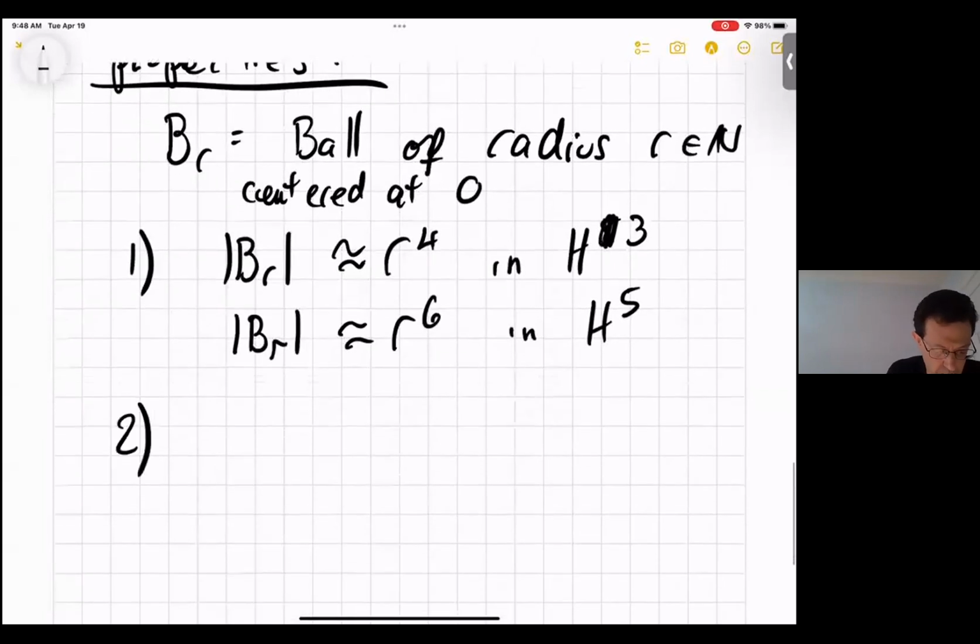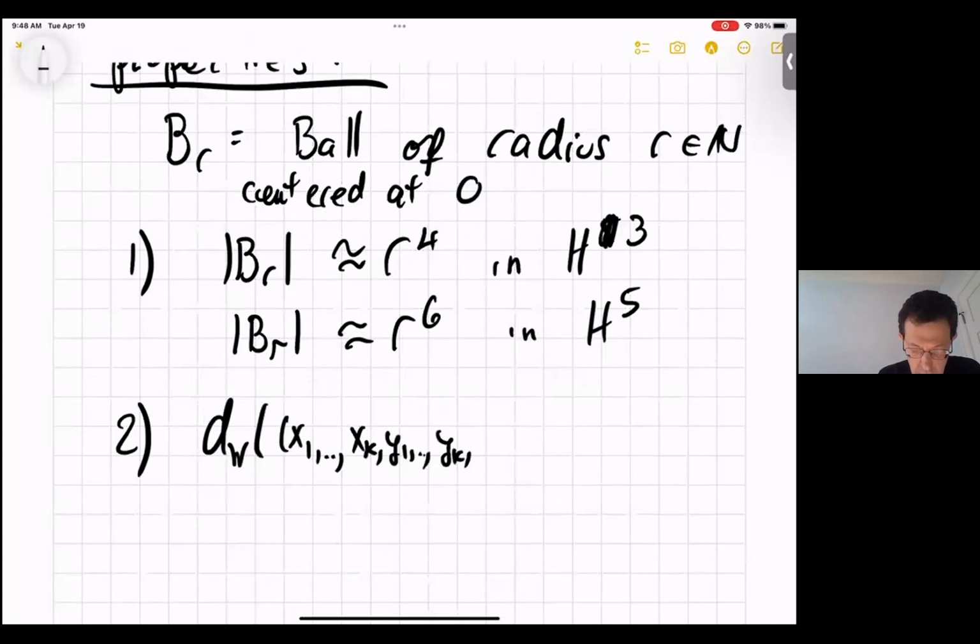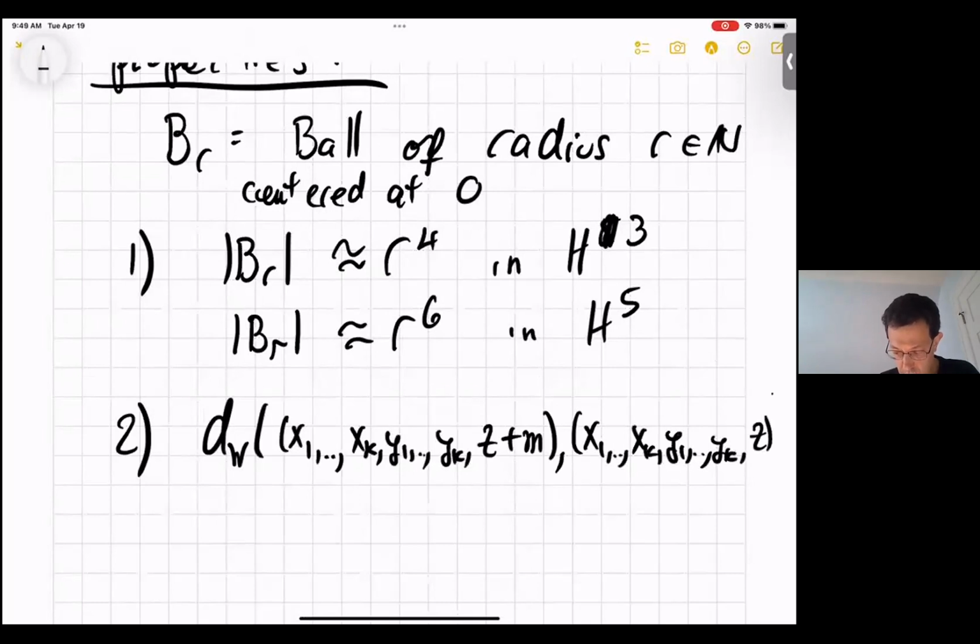The other thing is that if you take any element, x1 to xk, y1 to yk, in any dimension, and to the central element, the vertical direction, you add some integer m, and ask how far did I move from the original point, then this behaves again, bounded above and below by constants, like the square root of m. m can be negative. And this holds for every element.